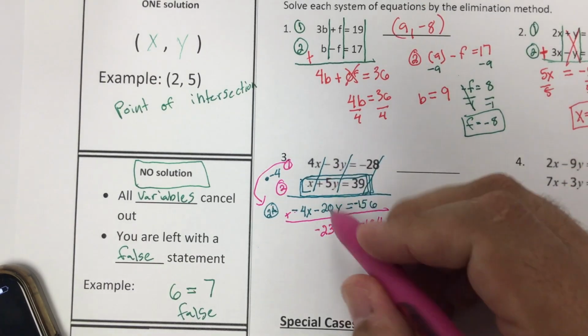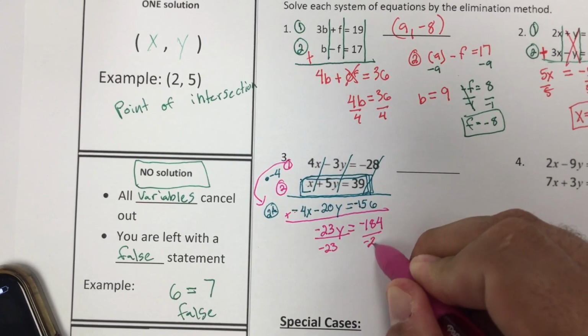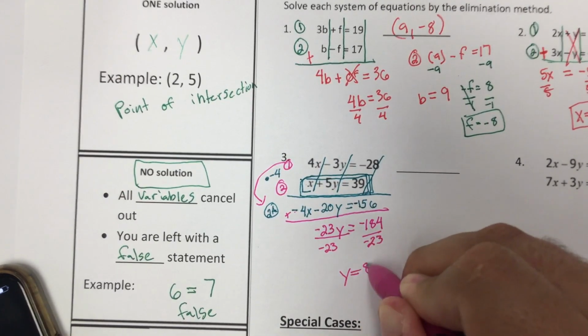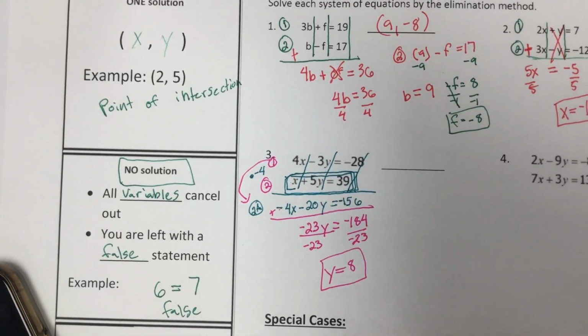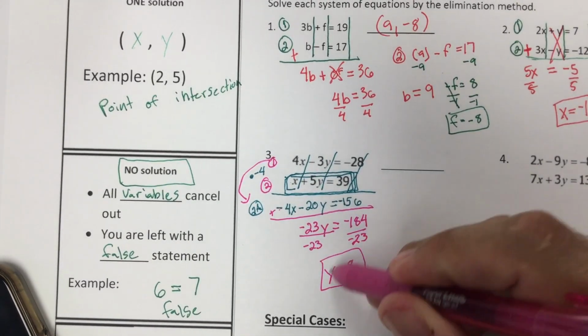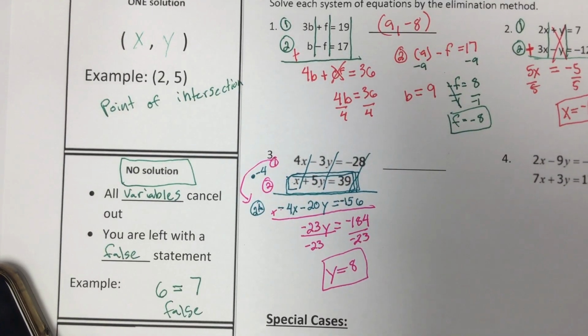Okay, then I have to divide both sides by negative 23. And I get y equals 8. So see, I'm still going to get an equation. I still get a variable. The great thing about this is I can plug this value of y into any of these equations. It doesn't matter which one I use, right?